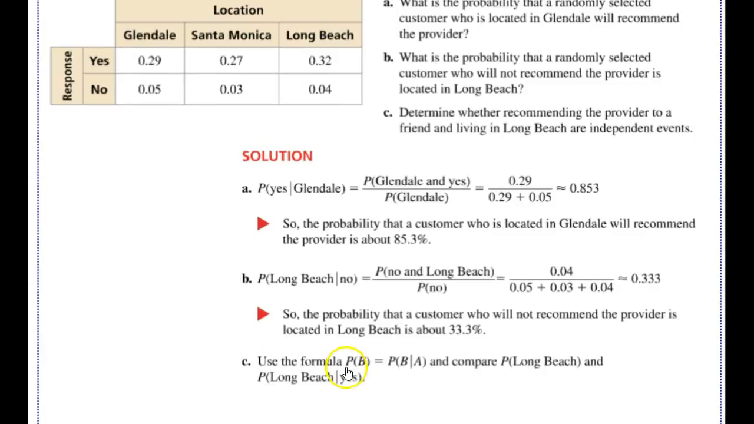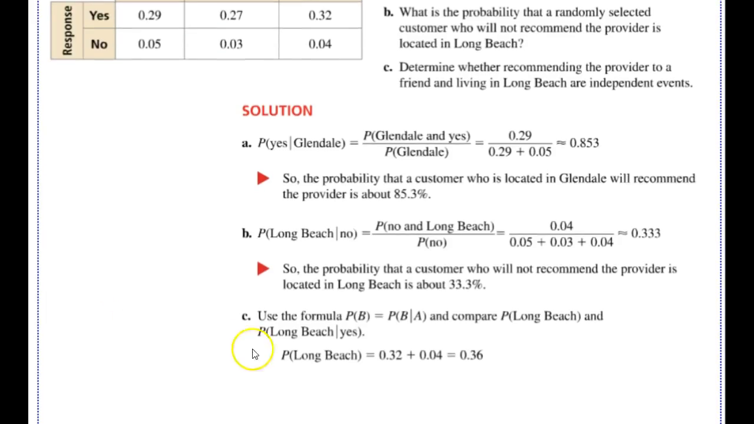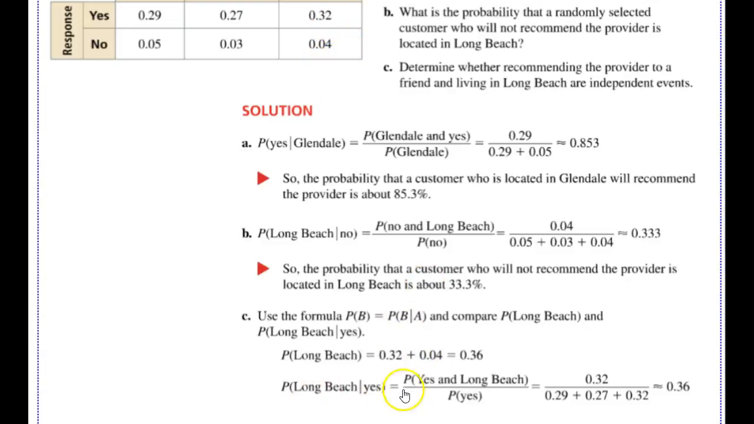So remember that I can compare things to determine if they're independent or dependent events. So here's my formula. The probability of B, which is the second thing, equals the probability of B and A. So then I'm comparing Long Beach, and then I'm comparing Long Beach and yes. So the probability that we're in Long Beach, right, is 0.30 plus 0.32 plus 0.04. That's my total of Long Beach. So then I can look at Long Beach and yes.